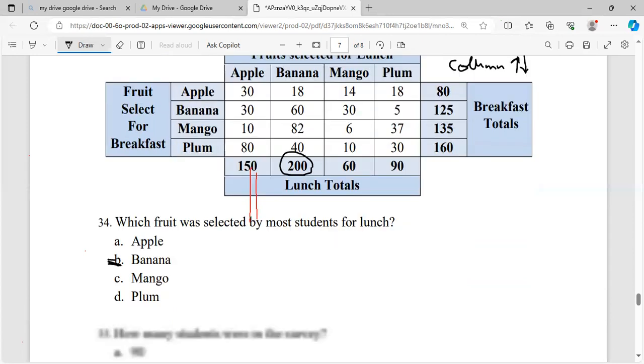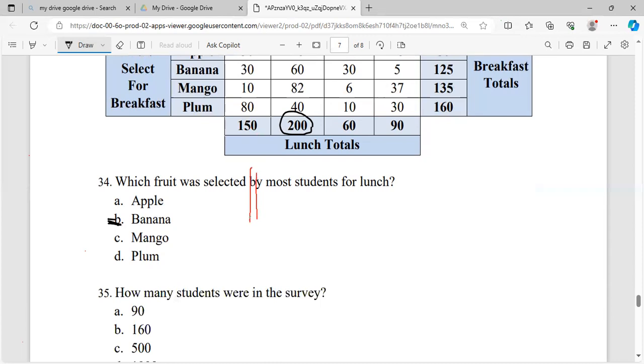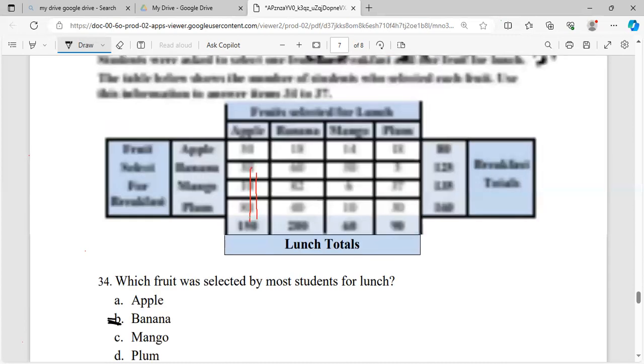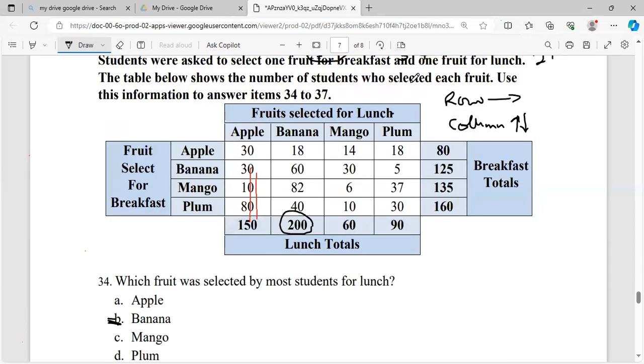Somebody say if it was 2 of them, it would be banana, apple. Let's see. Yeah, apple comes second. Very good. I heard somebody in the background. Yeah, that would be correct, because the apple total would be 150. Alright? So that person would be correct.